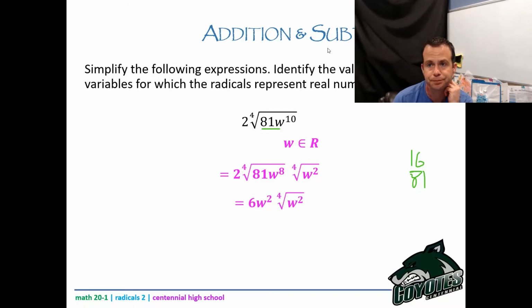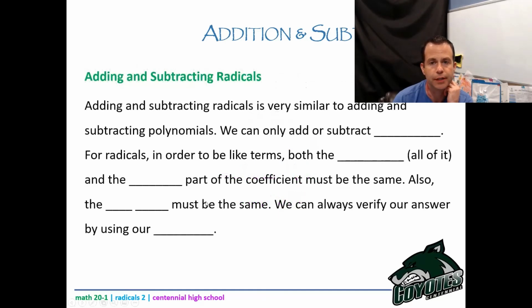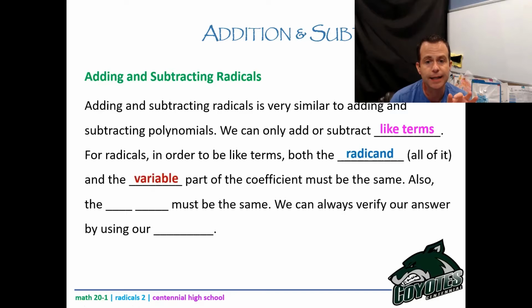All right, good. So adding and subtracting radicals is what we're going to head to today. Adding and subtracting radicals is very similar to adding and subtracting polynomials. I kind of opened my little talk with that. We can only add or subtract like terms. For radicals, in order to be like terms, both the radicand and the variable part of the coefficient must be the same. Also, the root index must be the same.